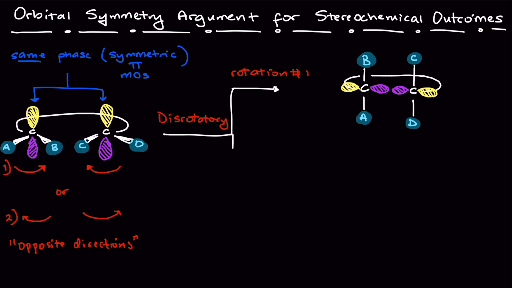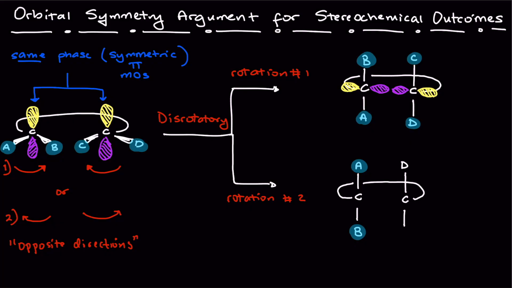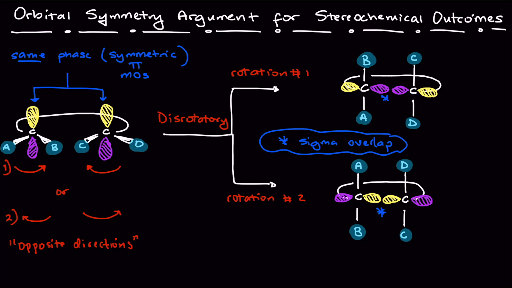The other orientation is actually precisely the same idea. It's just that we're rotating clockwise for the carbon on the left and counterclockwise for the carbon on the right. And in this scenario, the yellow lobes would then orient in such a way that you can have an effective sigma overlap. And because the two lobes have to be rotated in opposite directions, we call this a disrotatory motion.